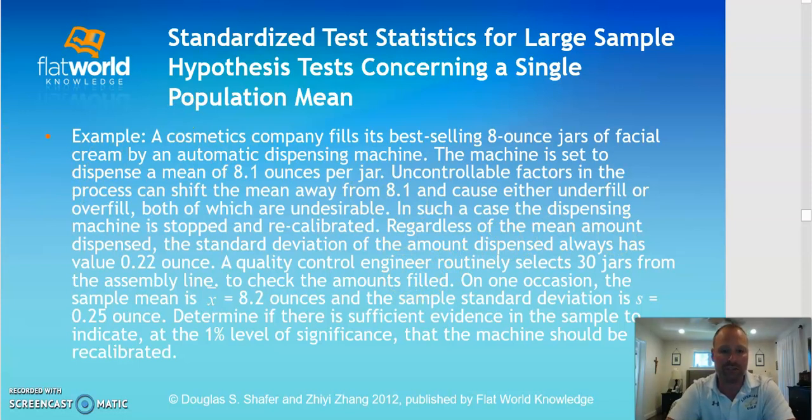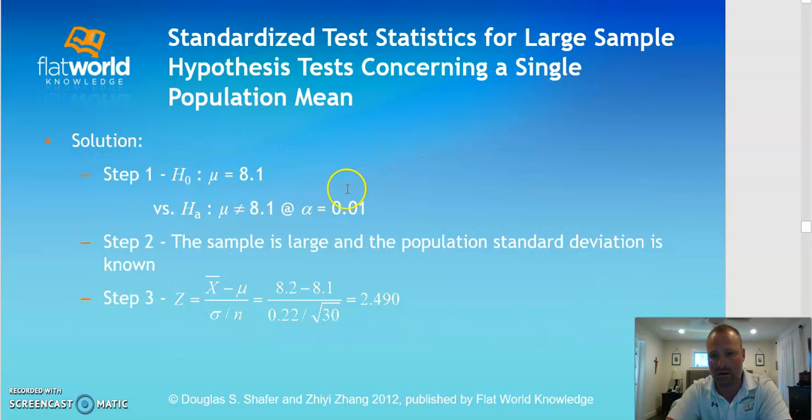So the first thing we need to do is identify what our null hypothesis and our alternative hypothesis are. So we have our null hypothesis here, which is 8.1. Our alternative hypothesis is that the mean is not equal to 8.1, and we're saying that alpha is 0.01 significance. So the sample is large, right? Because we are choosing a value that is over that 30, or in fact equal to that 30 in this particular situation. And so the first step is to go ahead and calculate our z-score. We know it's large, so we're going to calculate the z-score. And when we do, we get 2.490.